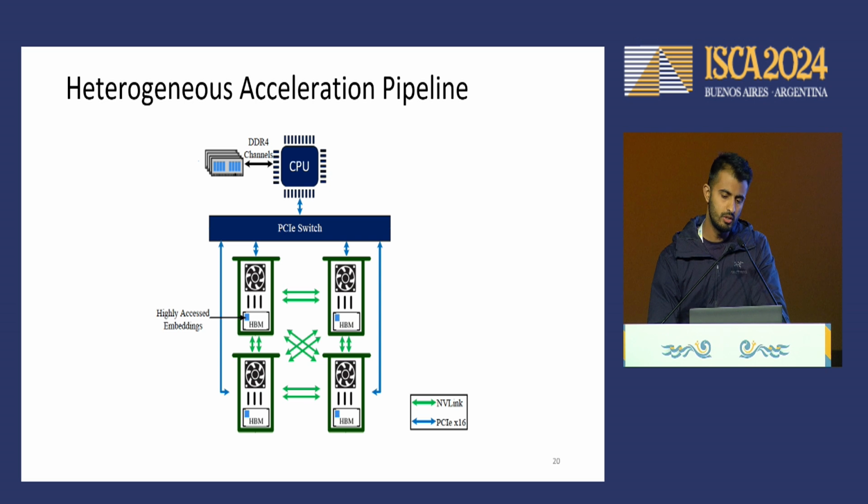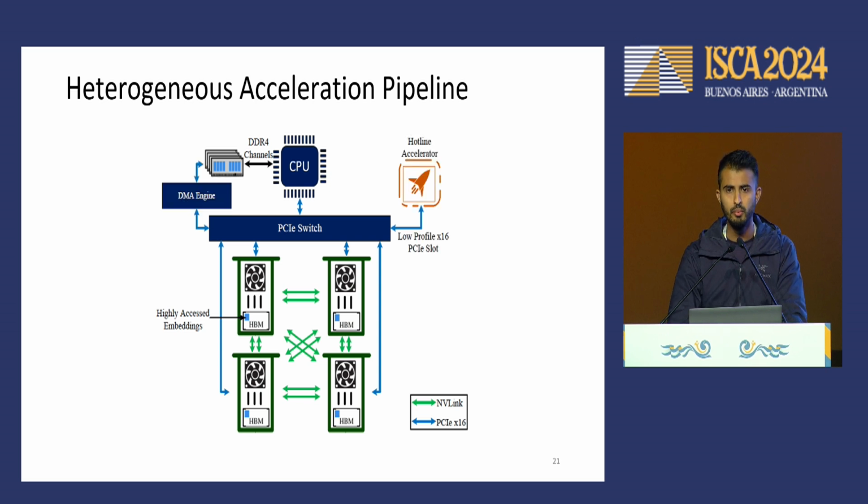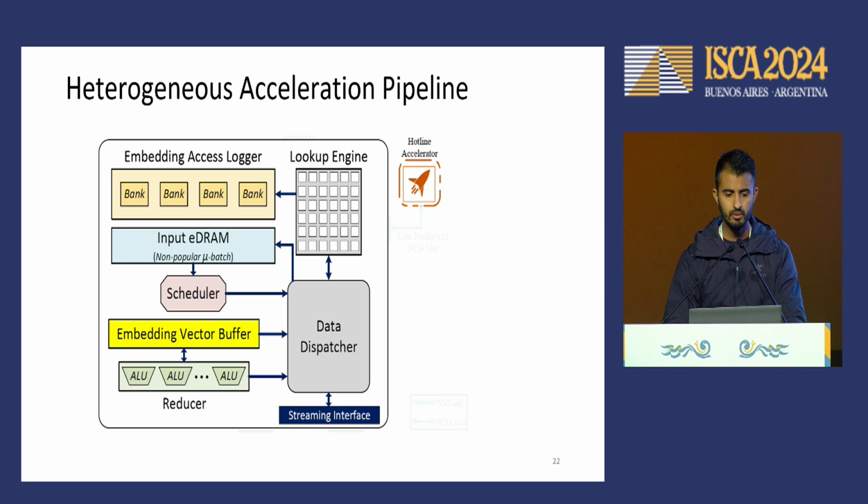Hotline is a heterogeneous acceleration pipeline that is complemented by the Hotline Accelerator, which sits at a PCIe switch. The Hotline Accelerator mainly comprises a parallel lookup engine and an on-chip SRAM-based embedding access logger. The embedding access logger is an SRAM-based memory that stores only the embedding indices of highly accessed embeddings, while the lookup engine looks up highly accessed embeddings within a mini-batch with parallel lookups into the embedding access logger. For further architectural details, please take a look at our paper for the Hotline Accelerator details.